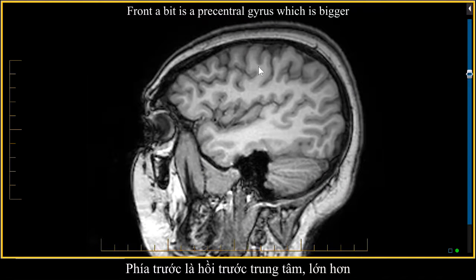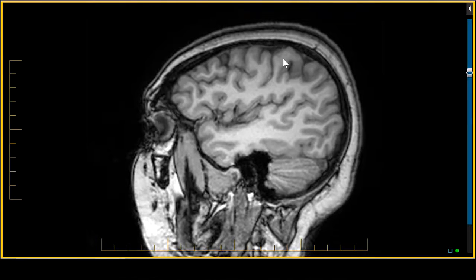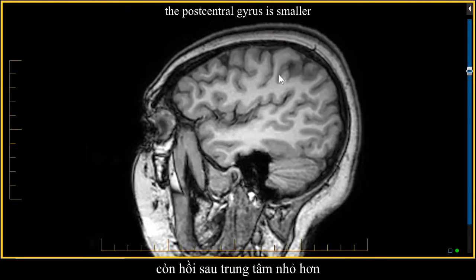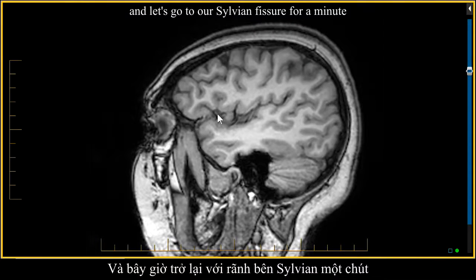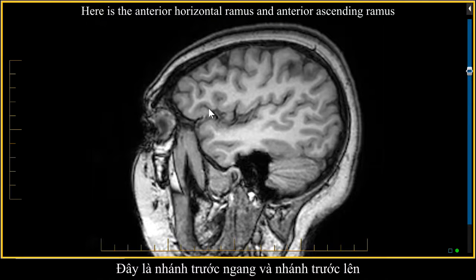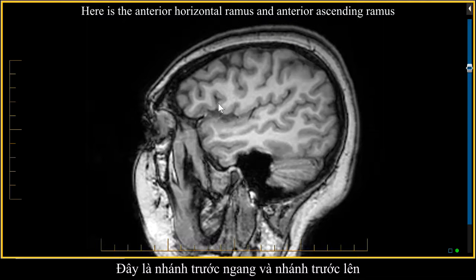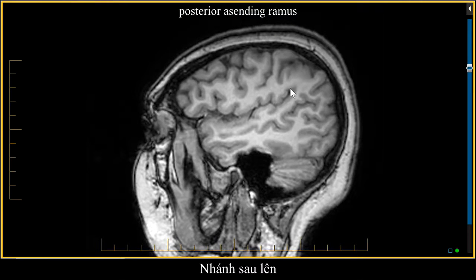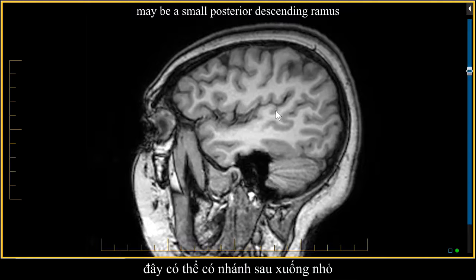In front of it is the precentral gyrus, which is bigger. The postcentral gyrus is smaller. And let's go to our Sylvian fissure for a minute. Our Sylvian fissure, shaped like a caterpillar. Here's the anterior horizontal ramus, anterior ascending ramus, posterior ascending ramus, and maybe a small posterior descending ramus.